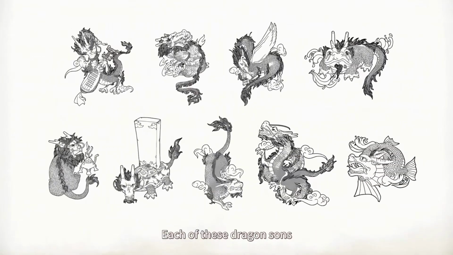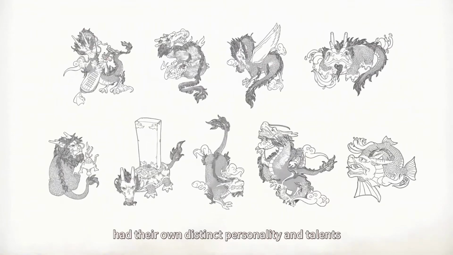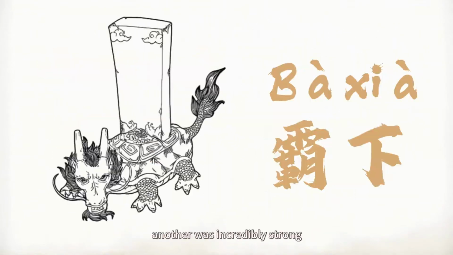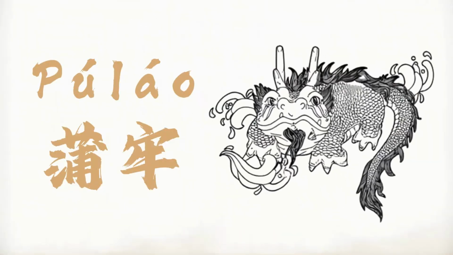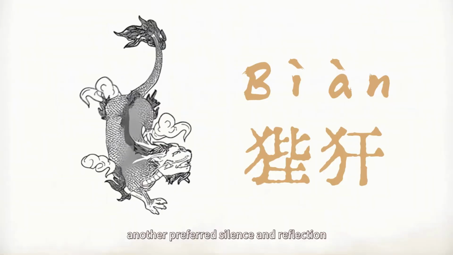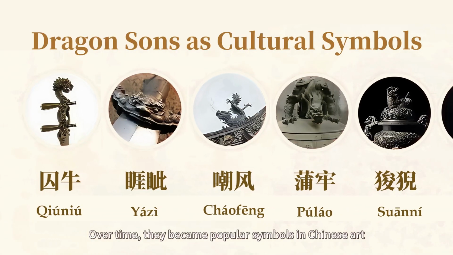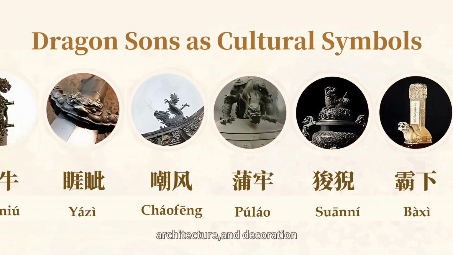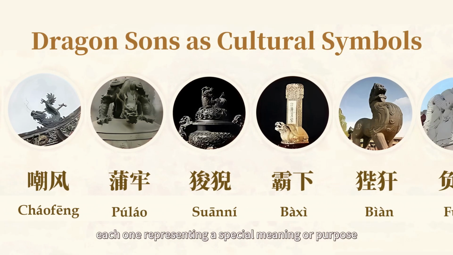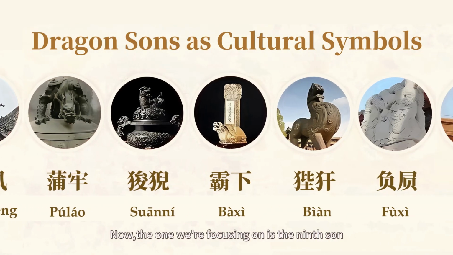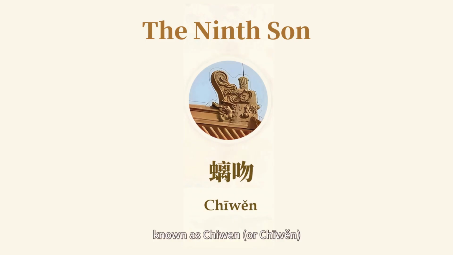Each of these dragon sons had their own distinct personality and talents. One loved music, another was incredibly strong. One liked to roar, another preferred silence and reflection. Over time, they became popular symbols in Chinese art, architecture, and decoration, each one representing a special meaning or purpose. Now, the one we are focusing on is the ninth son, known as the Chiwen.